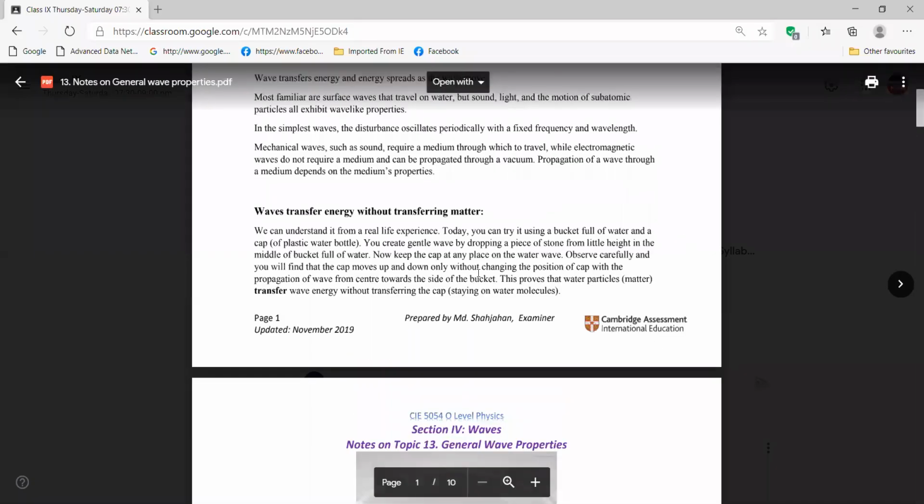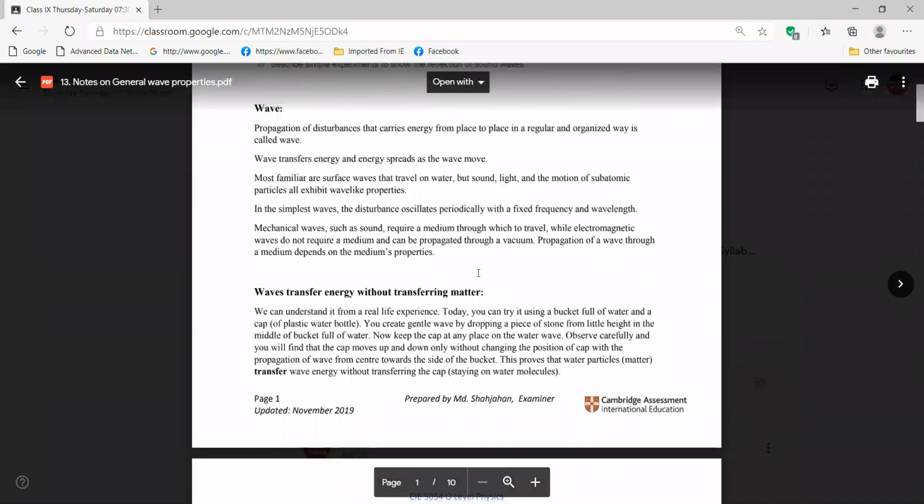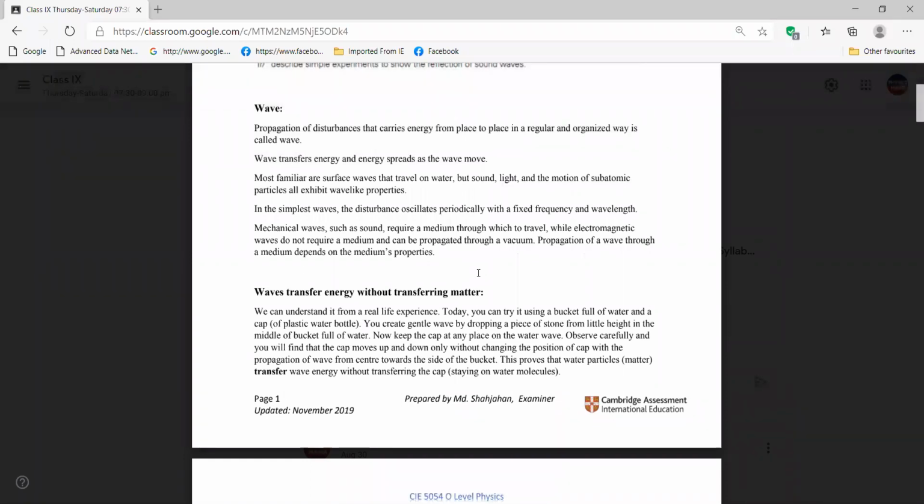And we also did the definition of waves, right? Wave transfers energy and energy is expressed as the wave moves. You wrote, right? Yes, sir. What you wrote, can you say the 2 points?